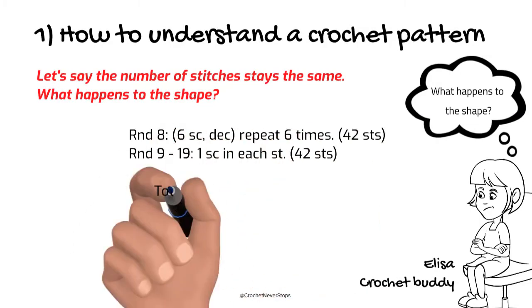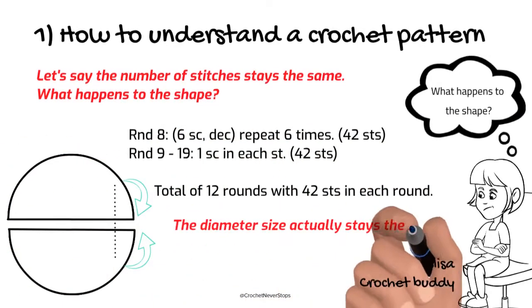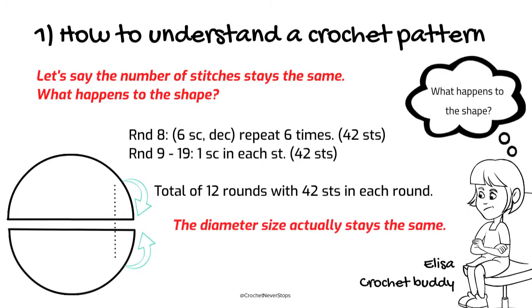So let's say the number of stitches stays the same. What happens to the shape then? The diameter size actually stays the same.